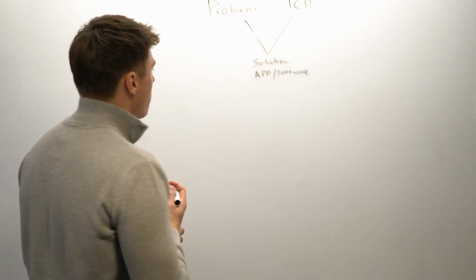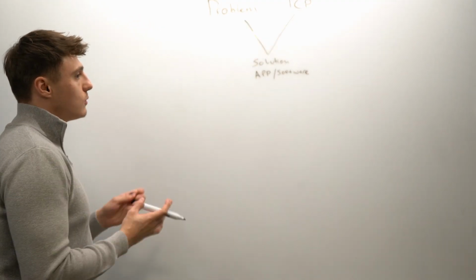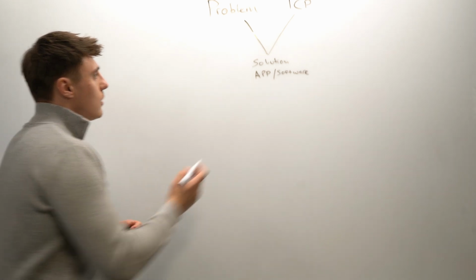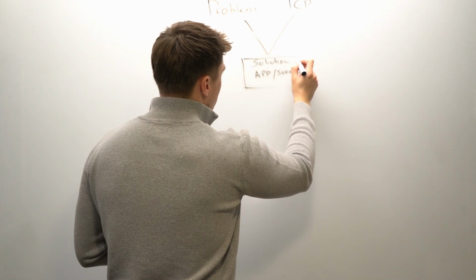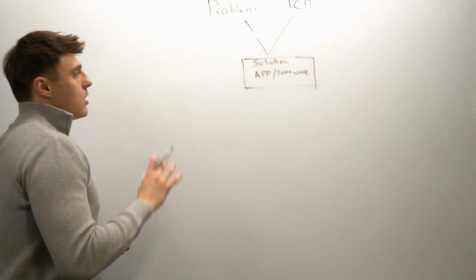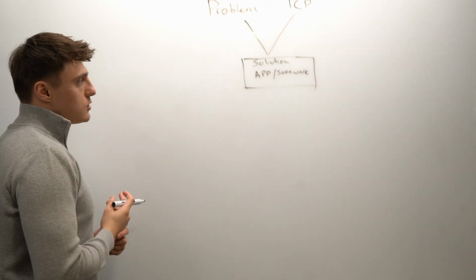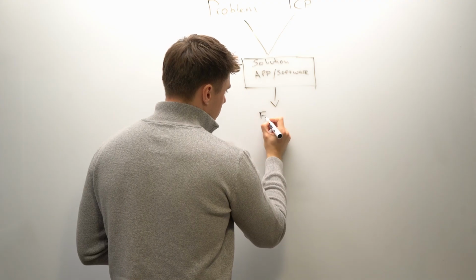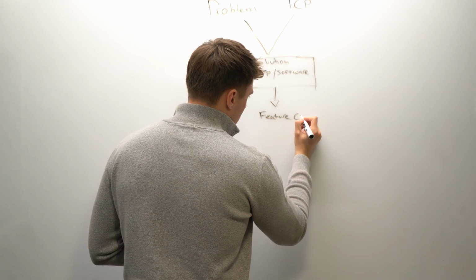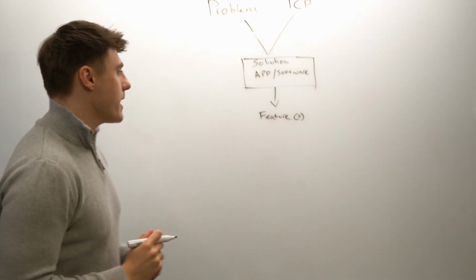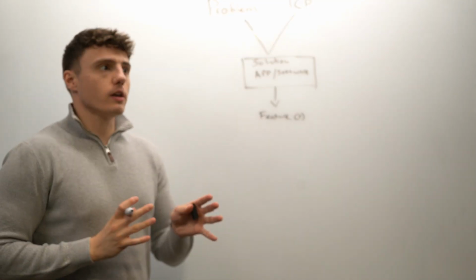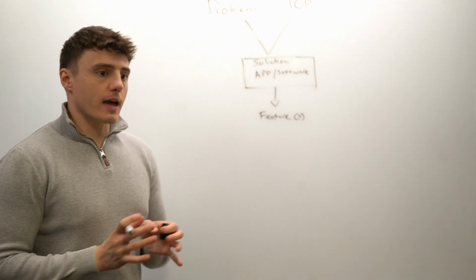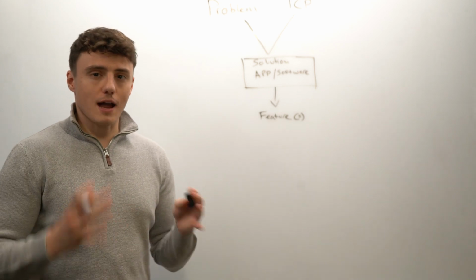So we have our ICP and our problem, and then the solution, the app or software that we're looking to build. So we want to essentially wrap this into a core feature. For features, I've put an S there in brackets. So with an MVP, with any kind of first iteration of a product that you're using to test the market, you want to be very careful not to put too many features and cram loads of ideas.